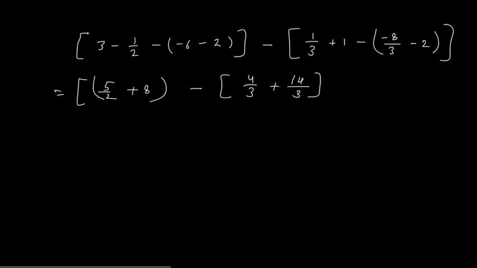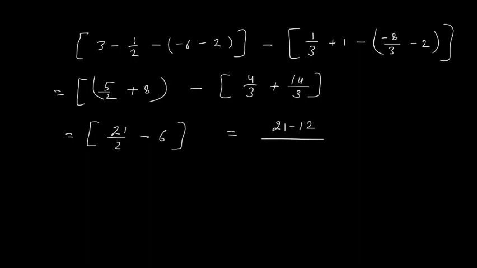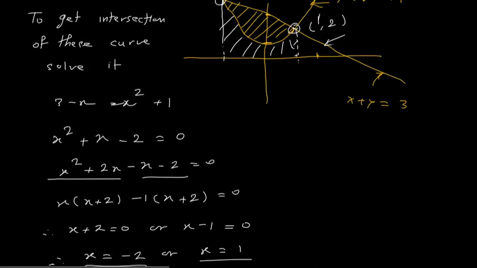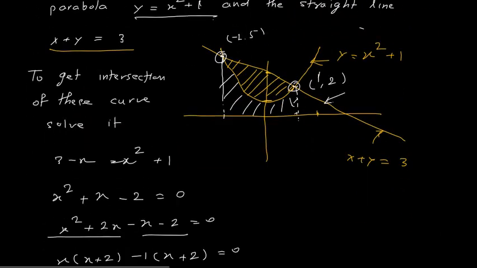So here 8 plus 2, 8 twos are 16 plus 5, so here we have 16 plus 5, 21, this is 21 upon 2, minus, here we have 14 plus 4, 18 upon 3, 3 sixes are 18, so 6. So 21 upon 2 minus 6, twos are 12, so 21 minus 12 divided by 2, 21 minus 12 is 9 upon 2. So 9 upon 2 is your required area. 9 upon 2 is the area of this problem. A little lengthy problem, but okay, good problem.